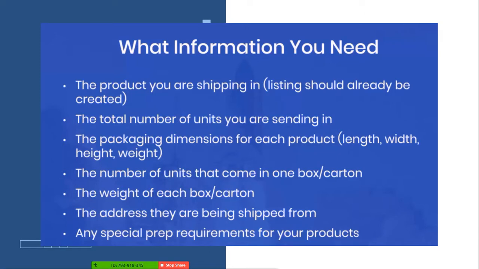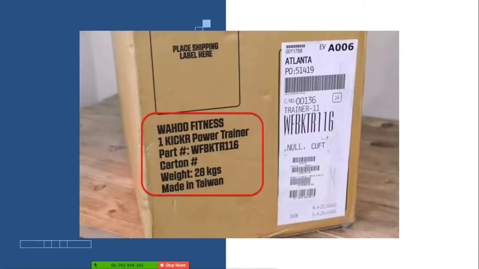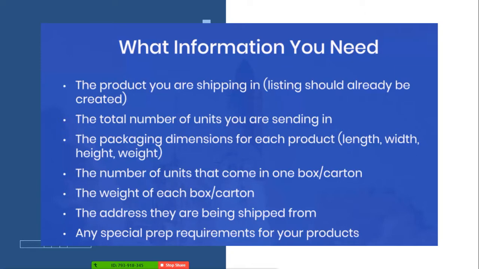Now the address they are being shipped from. You're going to input that address in Seller Central. It could be from your freight forwarders if you're doing it domestically, or of course from China, from your manufacturer's warehouse addresses, okay, in China. So like here, made in Taiwan, but the address has to be a little bit detailed, okay?